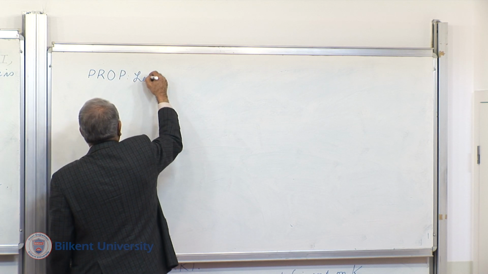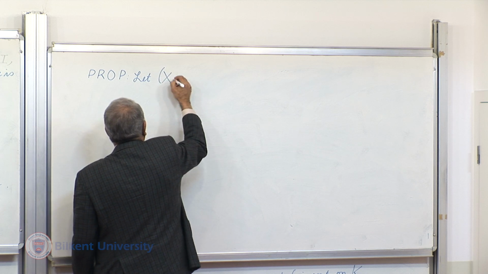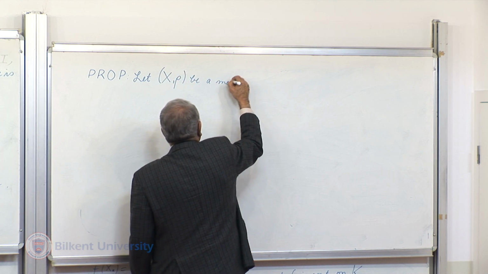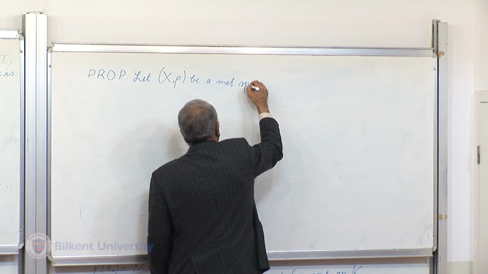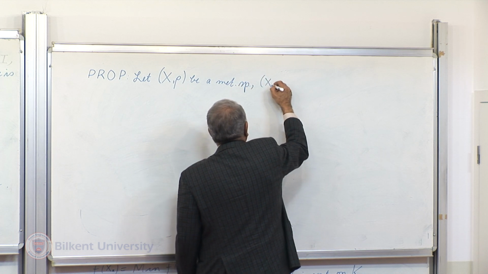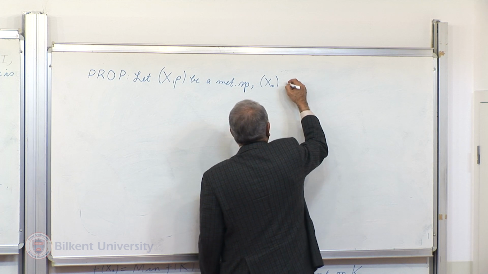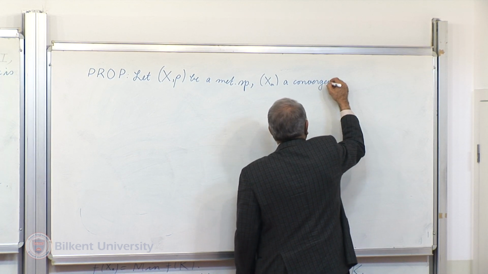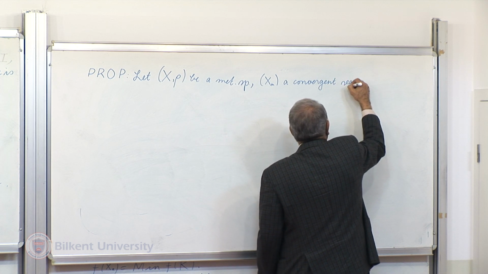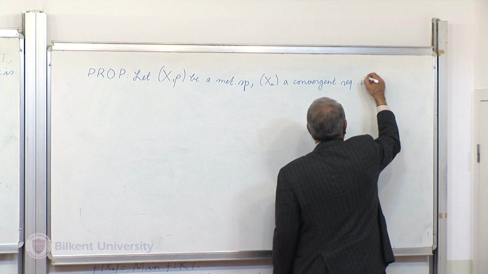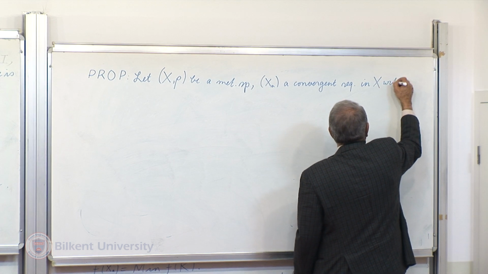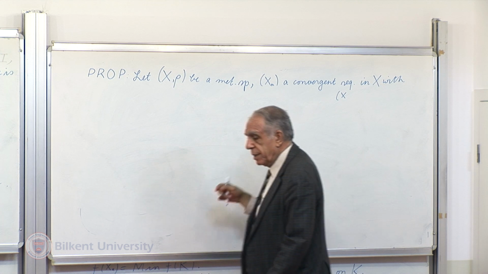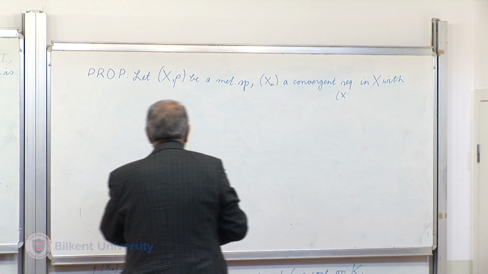Now let X, rho be a metric space, and x_n a convergent sequence in X. Well, just a convergent sequence in X.